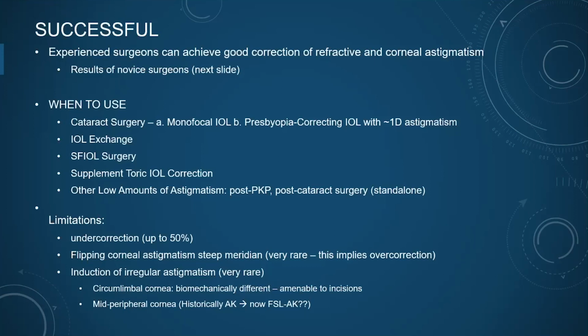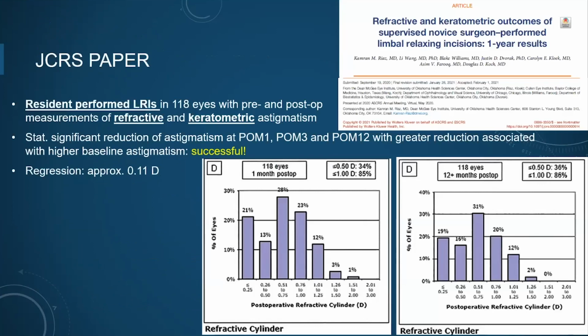The mid-peripheral cornea is kind of like the Bermuda Triangle. You want to stay away from there because you don't know how thick the cornea is, and there are higher chances of creating problems, including irregular astigmatism, in that area. So I think a safer area of the cornea to make incisions is really the circumlimbal cornea, which is where the limbal relaxing incisions are made.